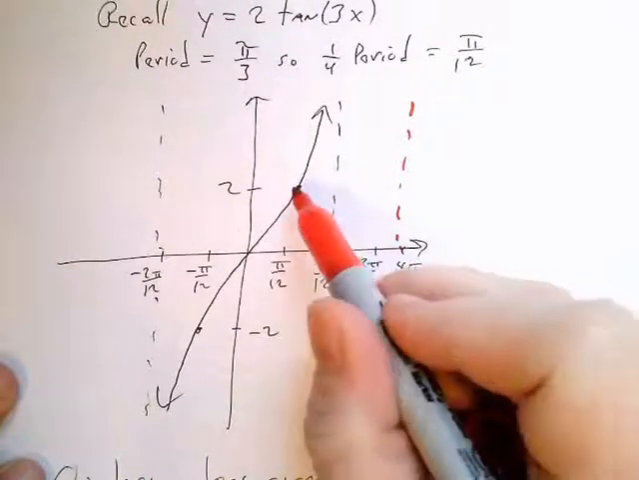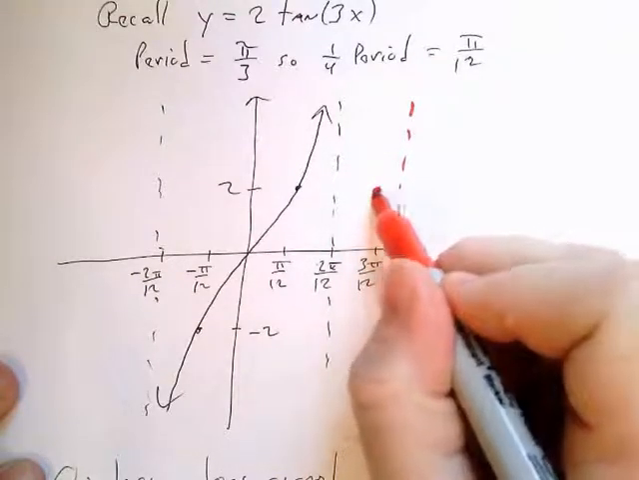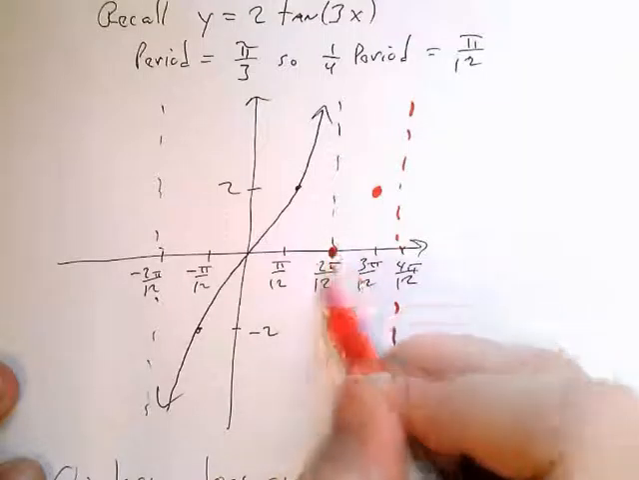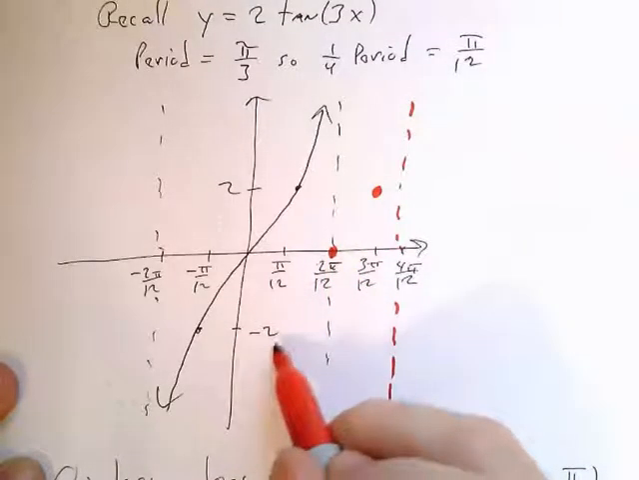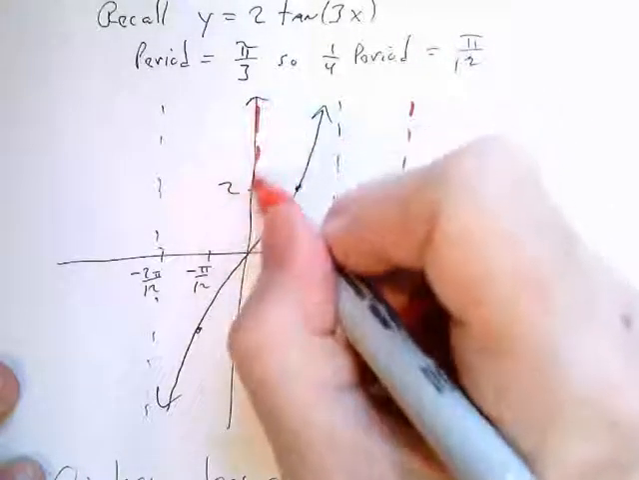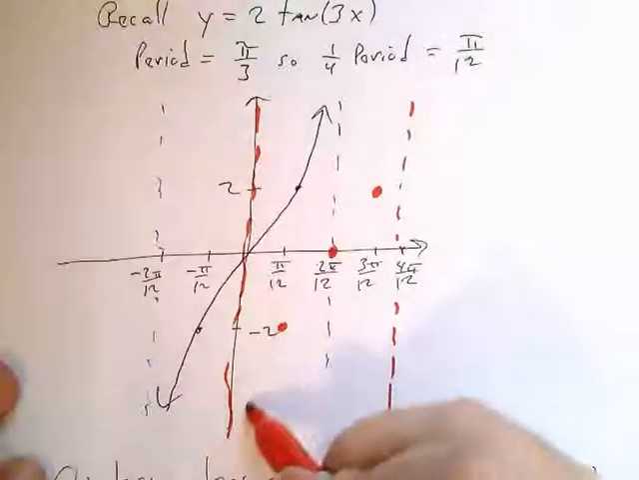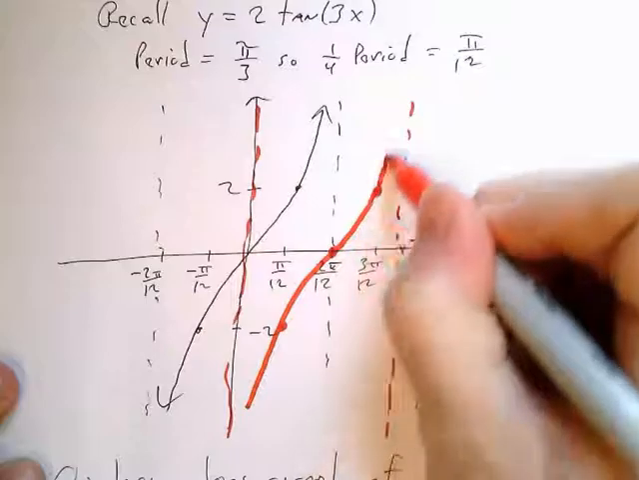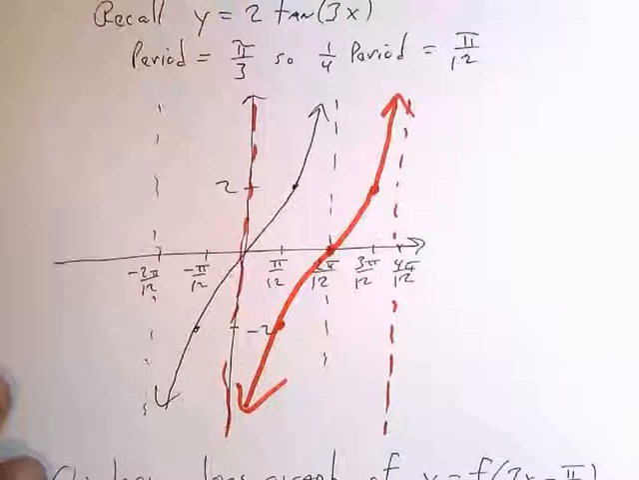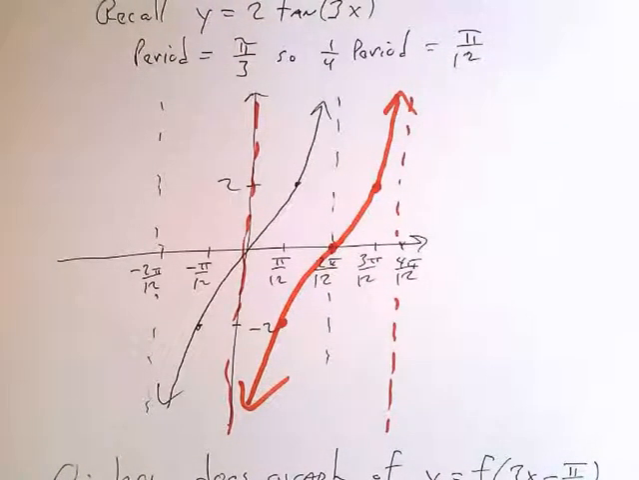What about this point here? It's going to move over to here. This point here is going to be here. This point here now is going to be here. My left asymptote is going to be the y-axis, so I have something like that. I've shifted all my units over pi over 6 to the right.